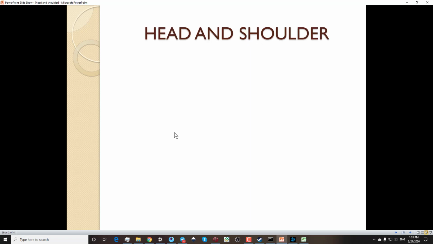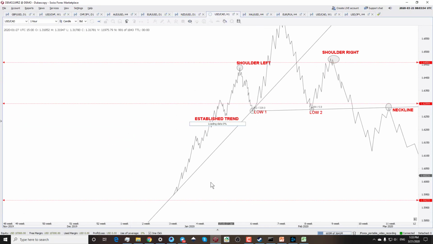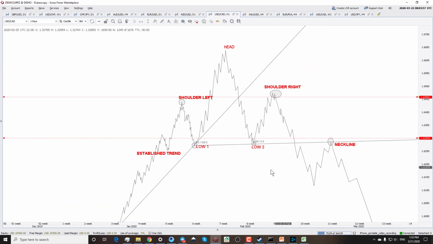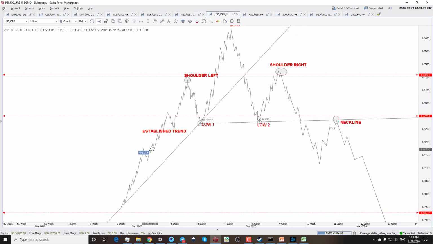As till now we have seen that head and shoulder pattern forms when there is a prior trend. We need a prior trend in the market. I'll show you now. This is a head and shoulder pattern, but how it is formed, we need a prior established trend. Okay, there should be a trend.